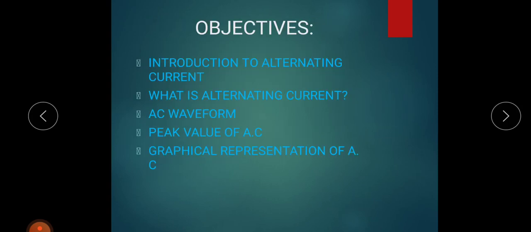Here in this first session we have to cover the topic of introduction to the alternating current: what you mean by alternating current and alternating current waveform, also peak value of the alternating current, then graphical representation of the alternating current. These are all the topics covered in this session. And go to the next slide.